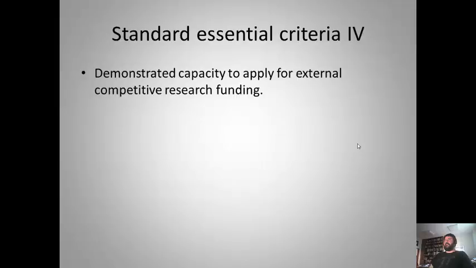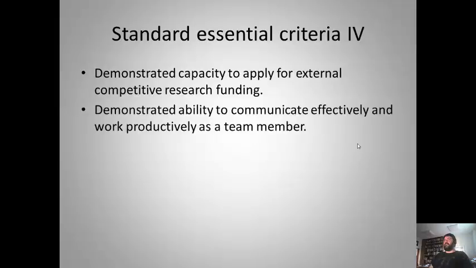Demonstrated capacity to apply for external competitive research funding. So again, it's asking you to demonstrate a capacity to, not have done it before. Demonstrated ability to communicate effectively and work productively as a team member. So maybe that's another two-part one. Maybe they only want to have eight selection criteria, so they crumple two together.